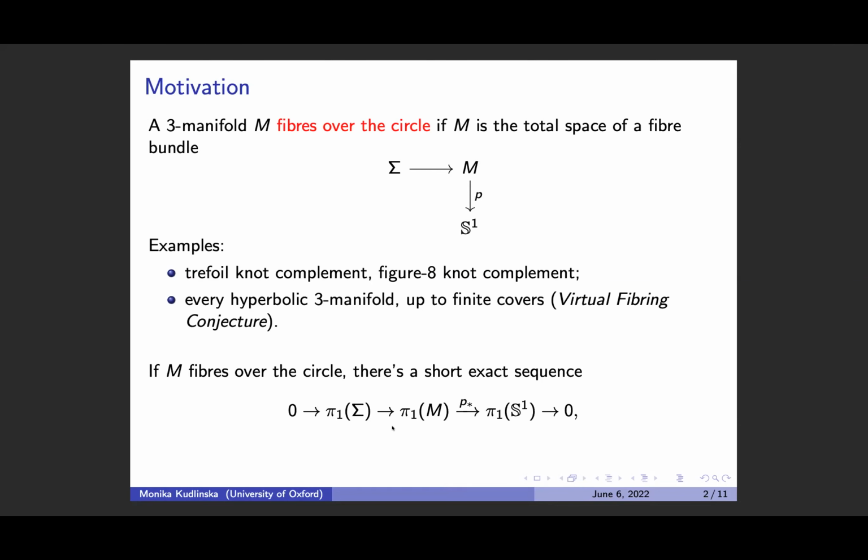Now, if you have a three-manifold that fibers like this, there's a long exact sequence in homotopy, which in this case reduces to a short exact sequence on the level of fundamental groups. In particular, the group on the right-hand side is just the infinite cyclic group, and so this short exact sequence splits. And so your fundamental group is what we call a surface-by-cyclic group: a semi-direct product with normal factor a surface group.